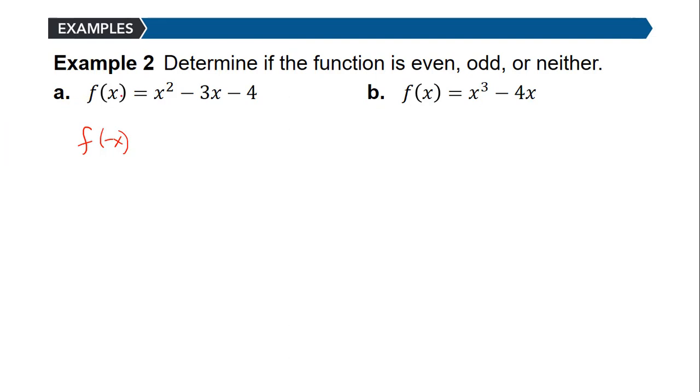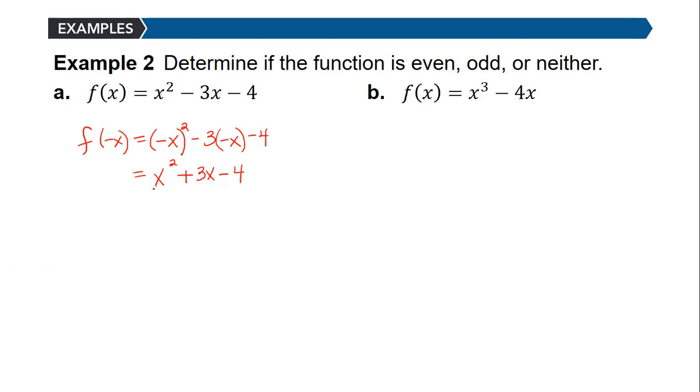So if we have the function f of x is equal to x squared minus 3x minus 4, we will find f of negative x by computing, in parentheses, negative x, quantity squared, minus 3 times negative x, and then minus 4. When we simplify, negative x quantity squared is just x squared. Negative 3 times negative x is plus 3x minus 4. So we need to ask ourselves, is this the same function? If this is the same as the original function, then it would be even.